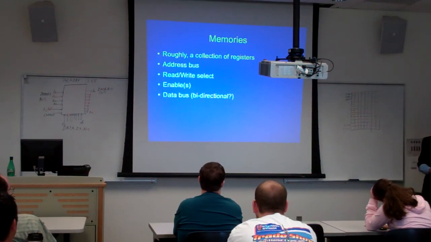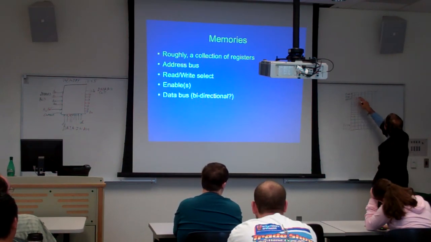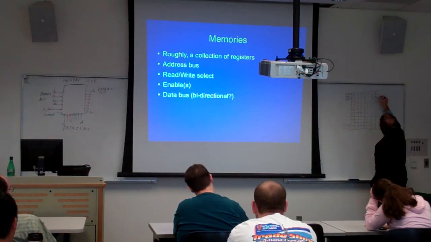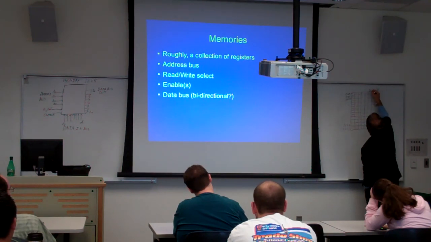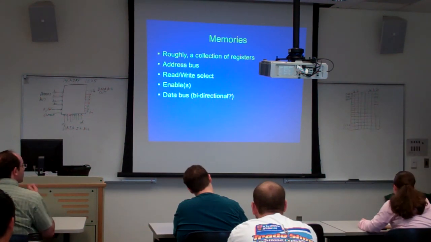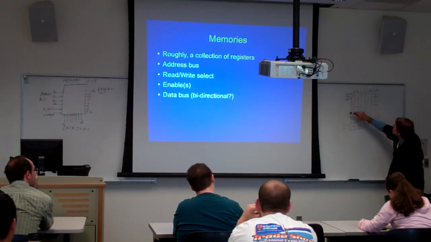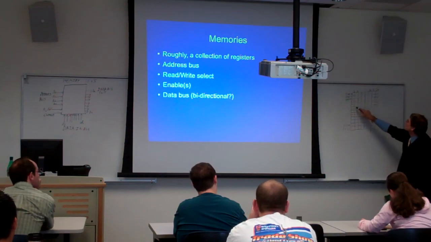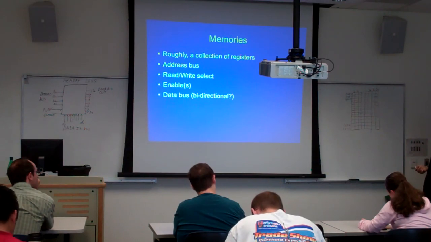You can think of this as being 16 rows of registers, or 16 rows of flip-flops, with each row having 8 columns to it. Okay, that's how your memory is organized inside this device. And at each of these addresses, each of these locations, you have 8 bits stored. So you can store 16 numbers, each number being 8 bits.